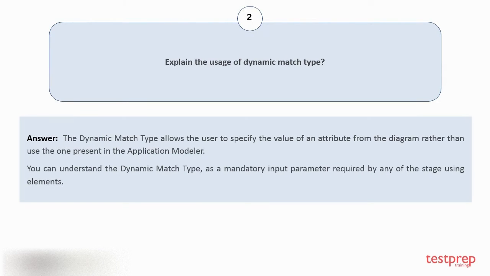Question number 2, explain the usage of dynamic match type. Your answer is: the dynamic match type allows the user to specify the value of an attribute from the diagram rather than use the one present in the application modeler. You can understand the dynamic match type as a mandatory input parameter required by any of the stage-using elements.